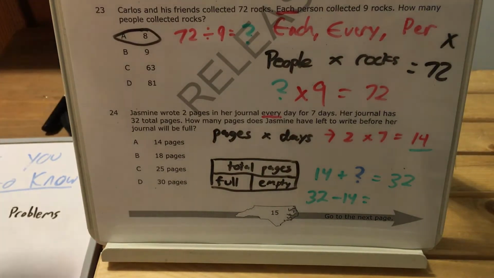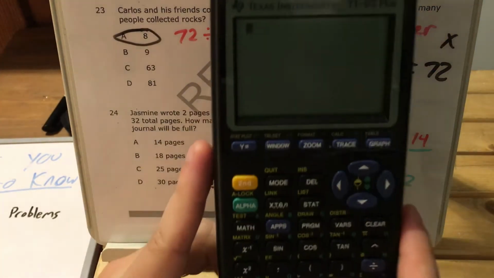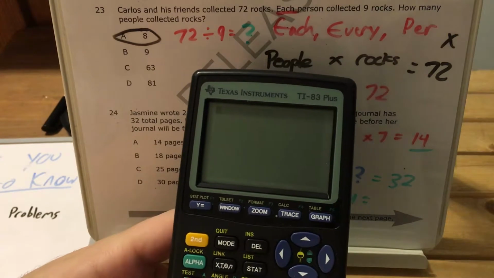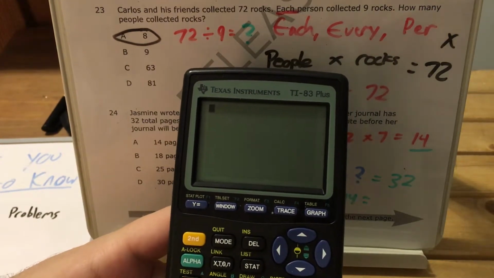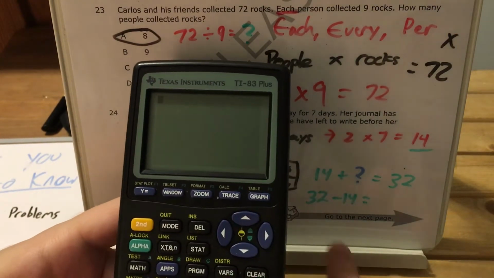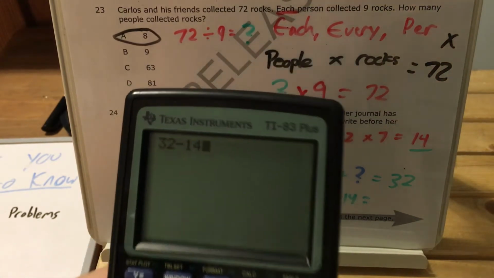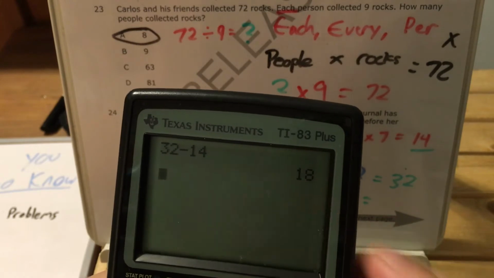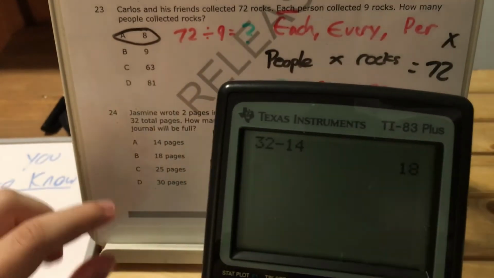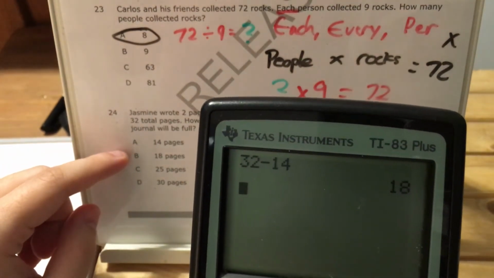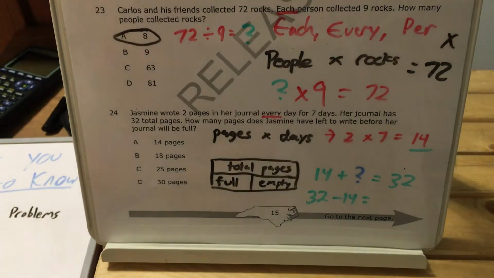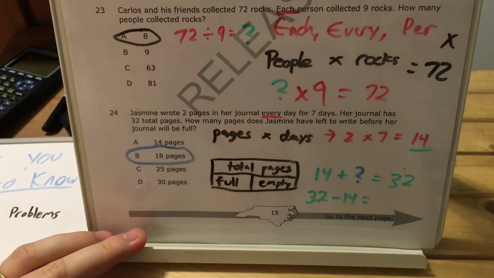So at this point, I break out my calculator, and this one's a bit fancier than the one that you'll be able to use when you take the test, but I can still go ahead and do this math here. 32 minus 14, and that's going to give me 18 pages left. I look at my answer choices, and yes, that matches answer choice B. So my answer is B.